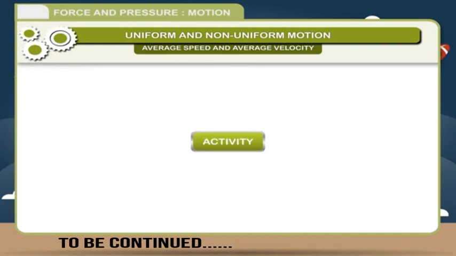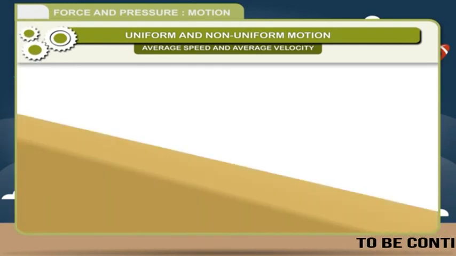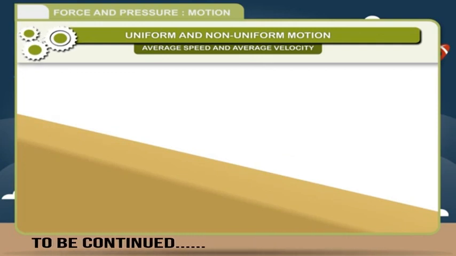Activity. To show the motion of a ball on an inclined plane. The direction of motion of a body on an inclined plane does not change, but it covers unequal distance in equal interval of time.